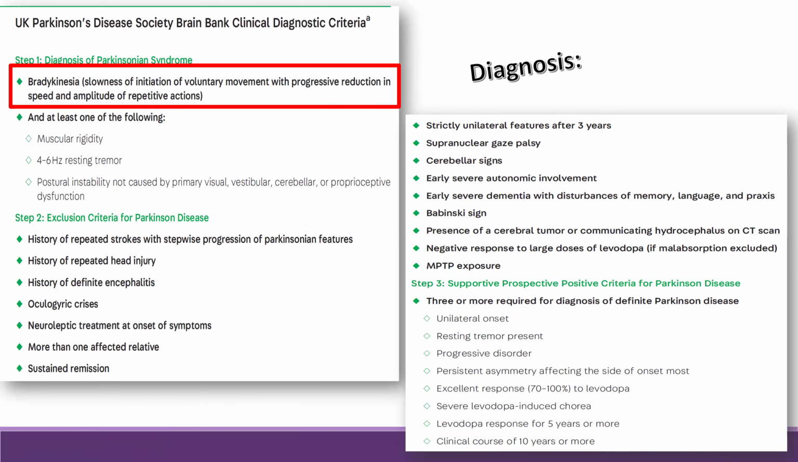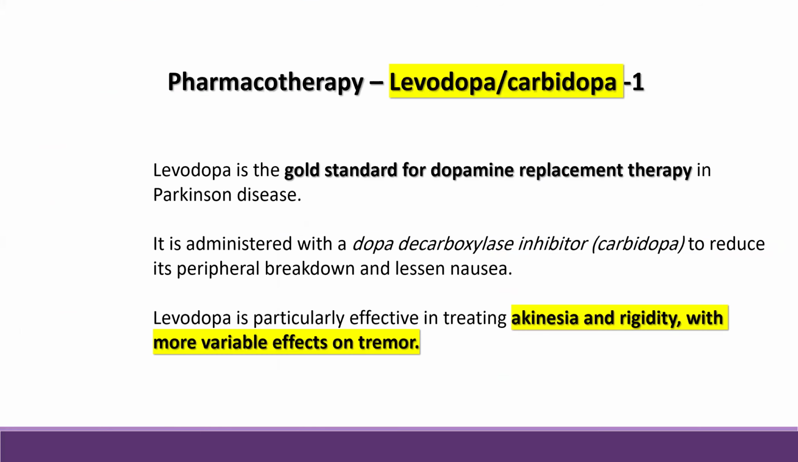According to the diagnostic criteria, bradykinesia is the most important, or the initial manifestation, with slowness of initiation of voluntary movement and progressive reduction in the speed and amplitude of repetitive actions. And with that, we need at least one more symptom, including rigidity, resting tremor, or postural instability. And if we have any of the red flags like repeated strokes, head injury, encephalitis, or oculogyric crisis, all these are exclusions for Parkinson's disease.